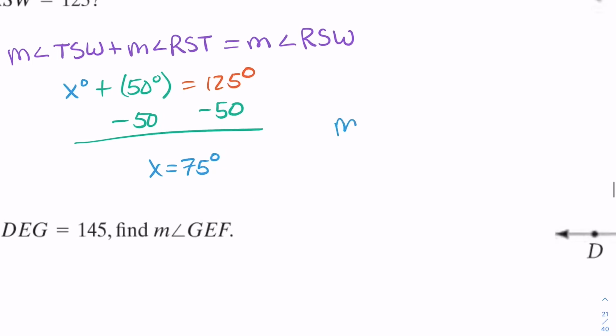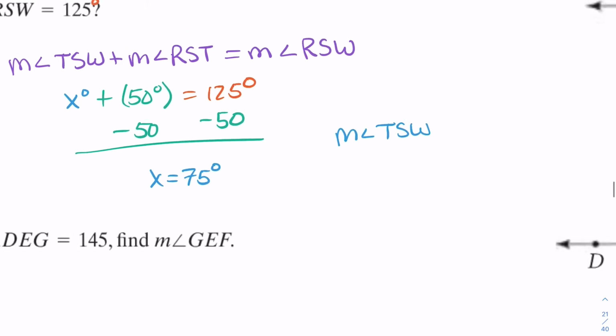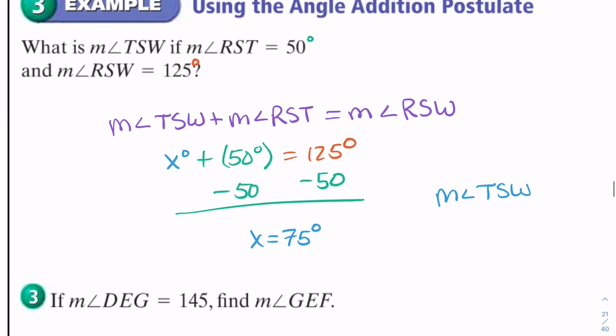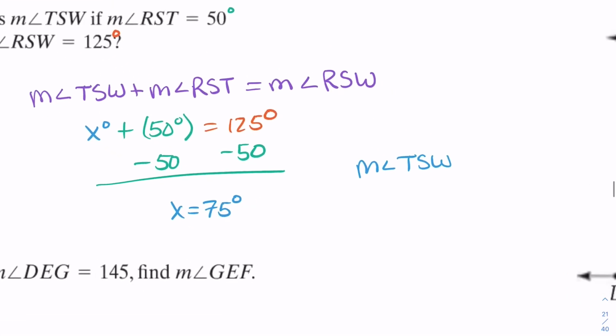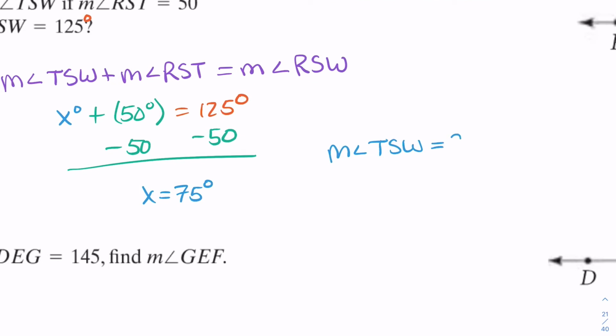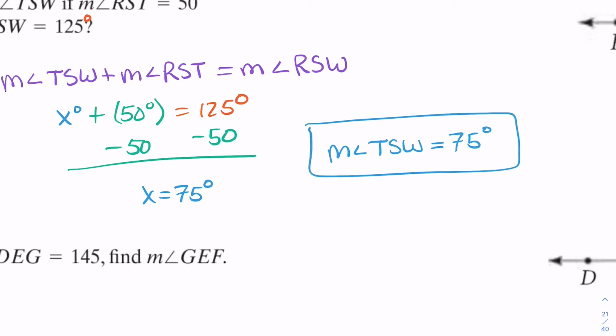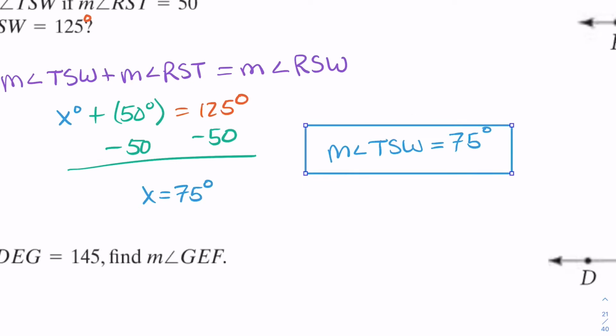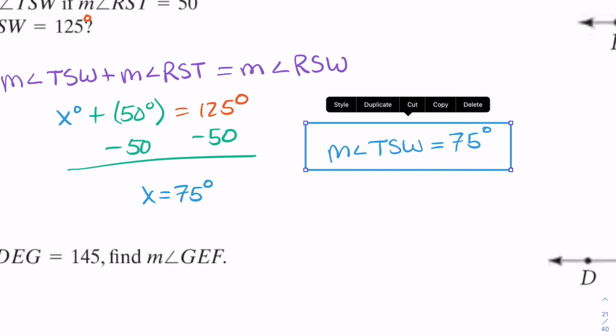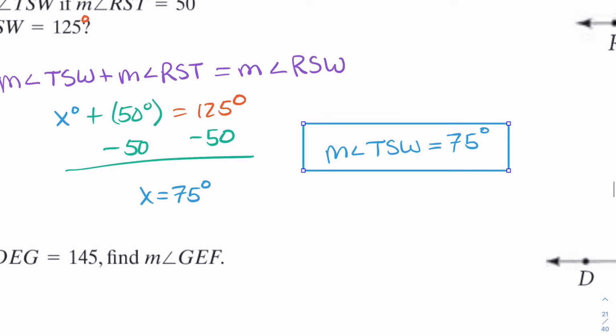Therefore, the measure of angle TSW, I need to answer my question. My question did not ask me what X was. It asked me what the measure of angle TSW was. So I always need to answer appropriately, and answer in a full sentence, a mathematical sentence. The measure of angle TSW is 75 degrees.